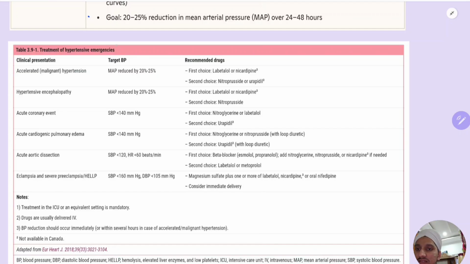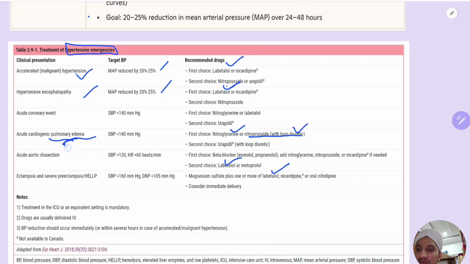This is a table for treatment of hypertensive emergencies. Malignant hypertension: reduce by 20 to 25%. Hypertensive encephalopathy: 20 to 25%. What is the first choice? Labetalol. See here, most of the time labetalol, and here also you can take labetalol. But when there is pulmonary edema, the choice is nitroglycerin or nitroprusside with a loop diuretic.